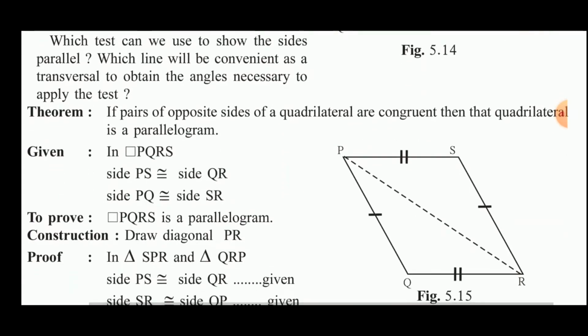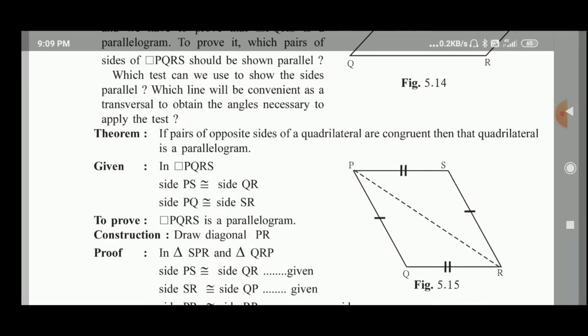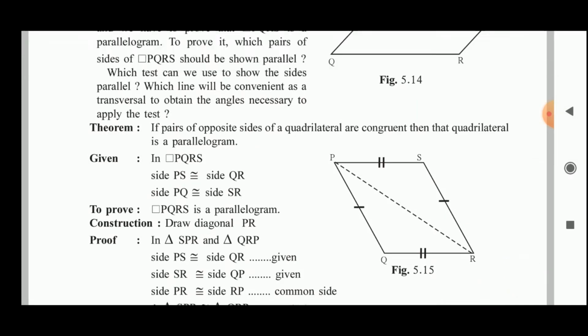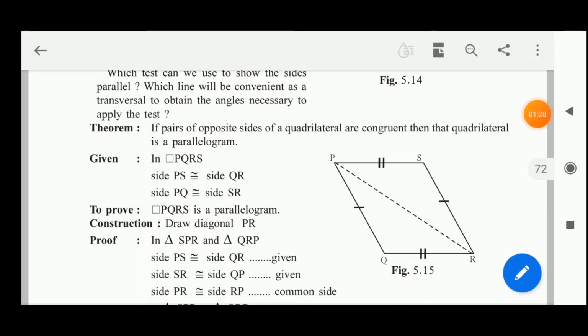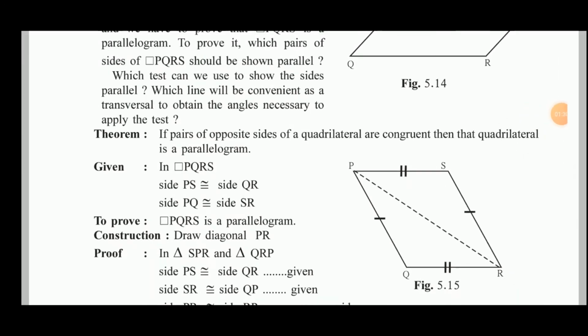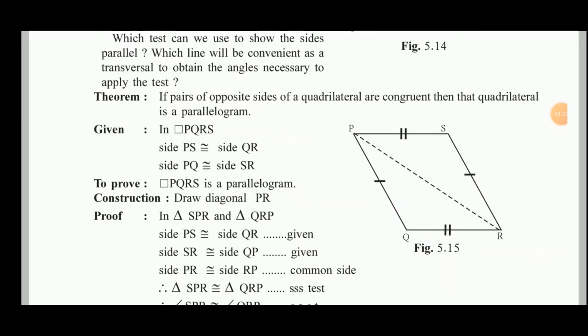Now, let us see the first theorem to prove that the given quadrilateral is a parallelogram. It is this one: if the pairs of opposite sides of a quadrilateral are congruent, then that quadrilateral is a parallelogram. Given in PQRS, side PS is congruent to side QR, side PQ is congruent to side SR. We have to prove that quadrilateral PQRS is a parallelogram.